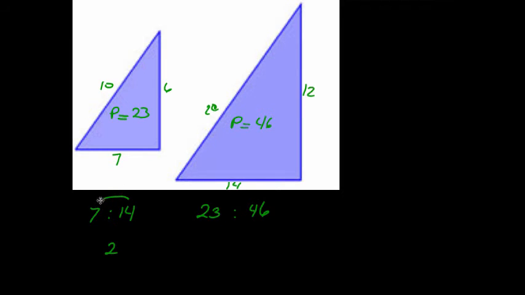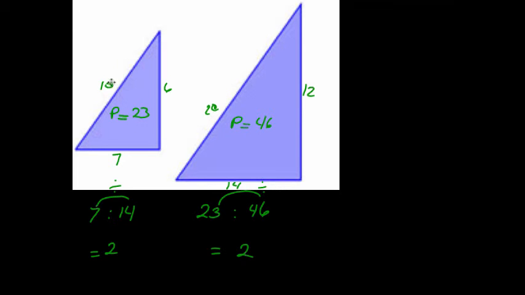All right, so I took these two numbers and I simply divided them. That gave me the answer 2. So that means I also need to take these two numbers and divide those. And when I divide 23 into 46, guess what? I get 2. Now, what does that mean? That means that this triangle right here is twice the size of this smaller triangle.